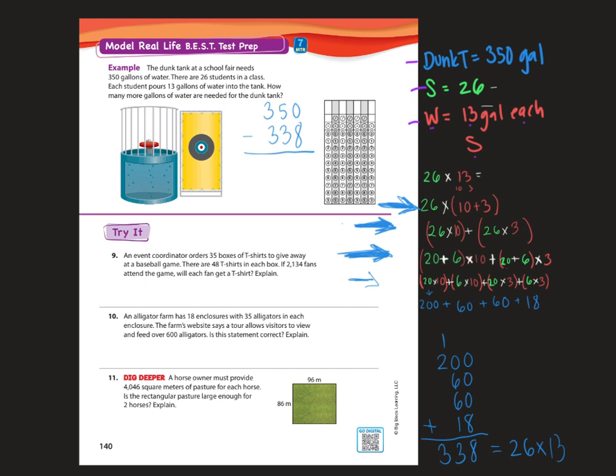Okay, I can't do 0 take away 8. So I'm going to borrow from my neighbor. This becomes a 10. Now I can do 10 minus 8, which is 2. I have 4 minus 3, which is 1, and 3 minus 3, which is 0. We need 12 more gallons to fill the dunk tank.